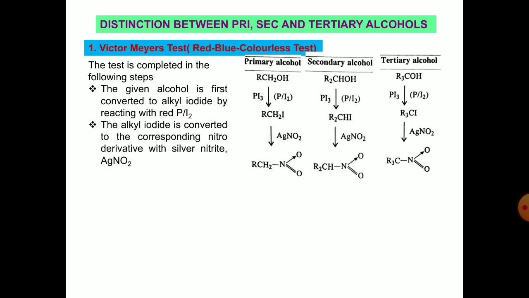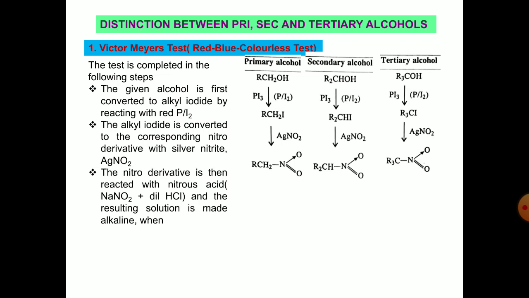So what is the difference between the three products formed? In the product from primary alcohol, RCH2NO2, the nitro group is attached to a carbon containing two hydrogen atoms. In a secondary alcohol, the nitro group is attached to a carbon containing one hydrogen. But in a tertiary alcohol, the nitro group is attached to a carbon connected only with alkyl groups, not having any hydrogen atom.